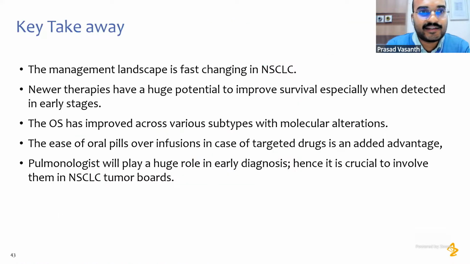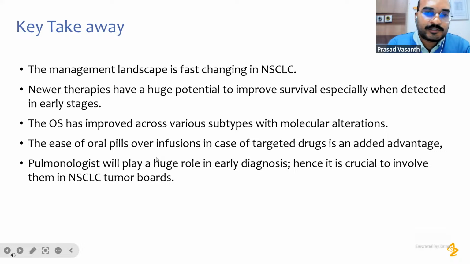So what are the key takeaways of this discussion? I'd like to highlight the landscape of management of lung cancers. Even the resectable setting has drastically changed over the last couple of years, and newer therapies have also shown some overall benefit with various subtypes of molecular alterations.